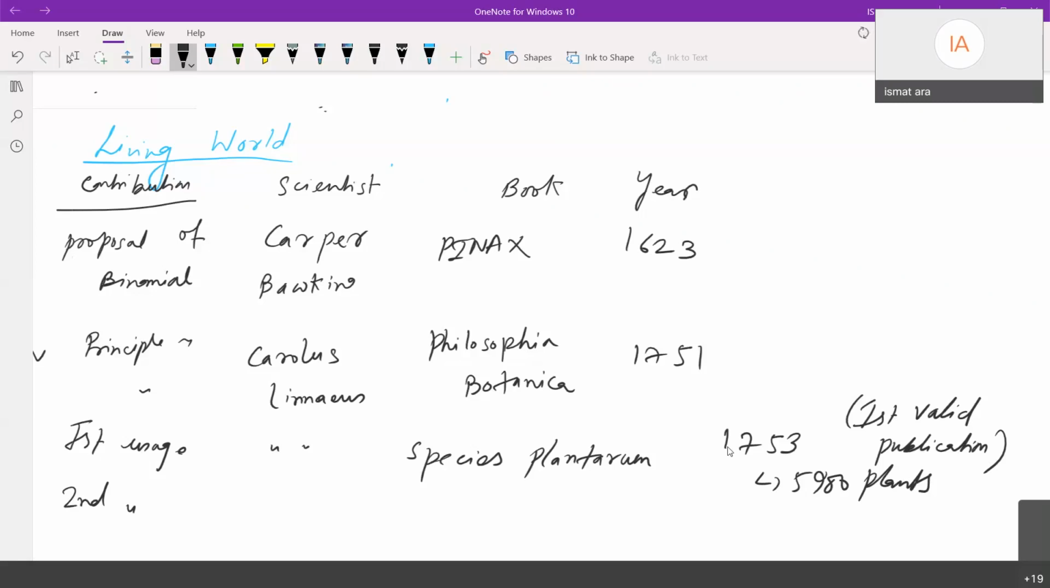Second usage, same by Carolus Linnaeus in the book Systema Naturae in the year 1758. 4226 animals. And his first valid publication for plants is in the book Species Plantarum. And the first valid publication for animals is in the book Systema Naturae.